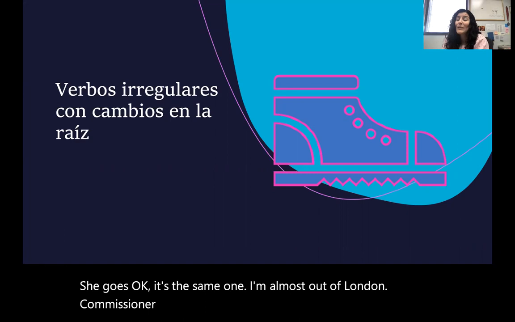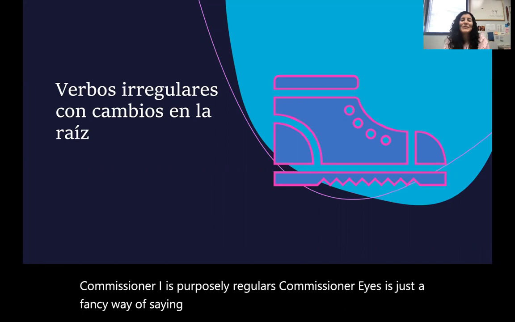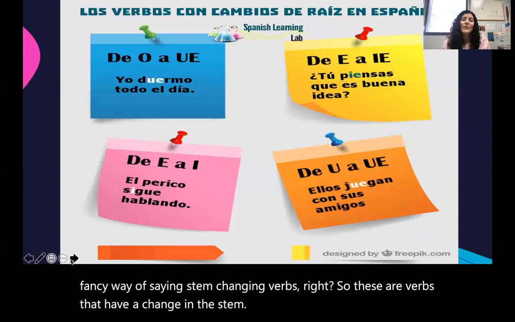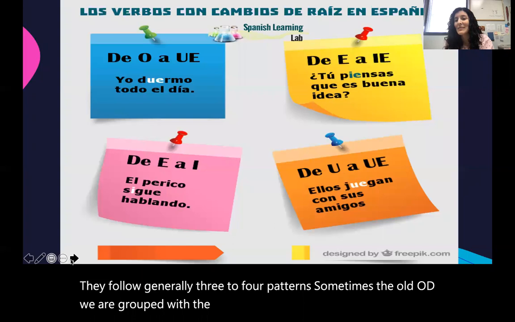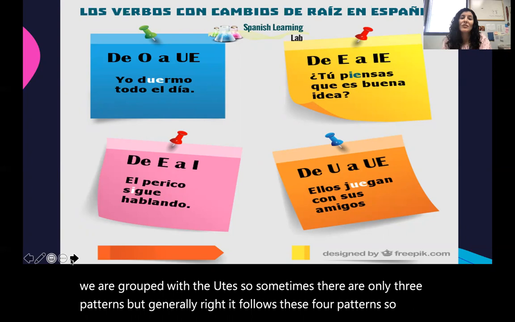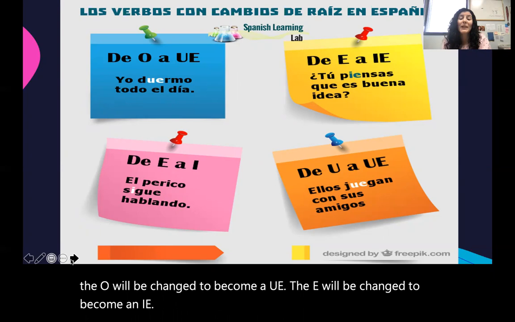Verbos irregulares con cambios en la raíz is just a fancy way of saying stem changing verbs, right? So these are verbs that have a change in the stem. They follow generally three to four patterns. Sometimes the O to UE is grouped with the U to UE, so sometimes there are only three patterns, but generally it follows these four patterns. So the O will be changed to become a UE, the E will be changed to become an IE, the E will become an I, or the U will become a UE.